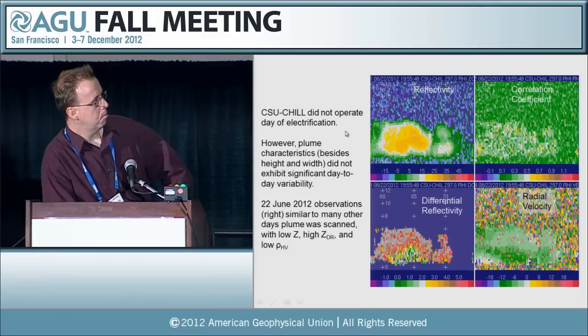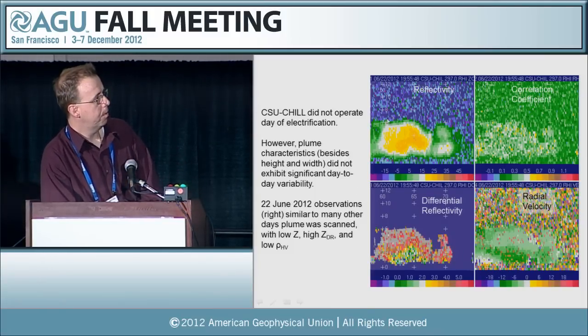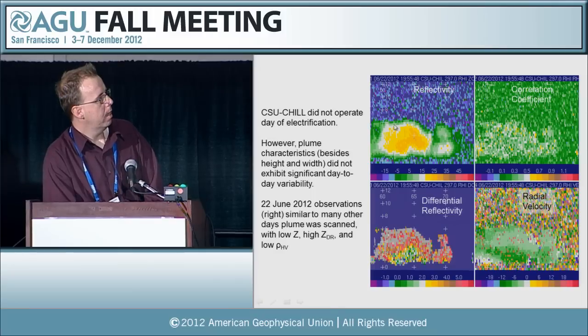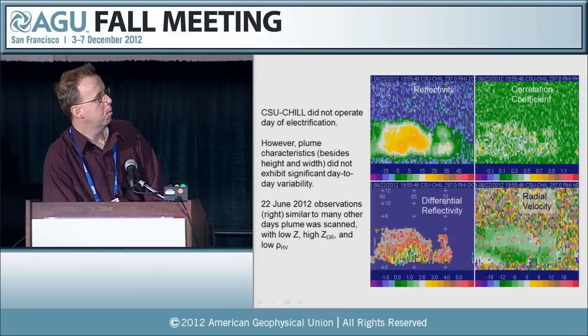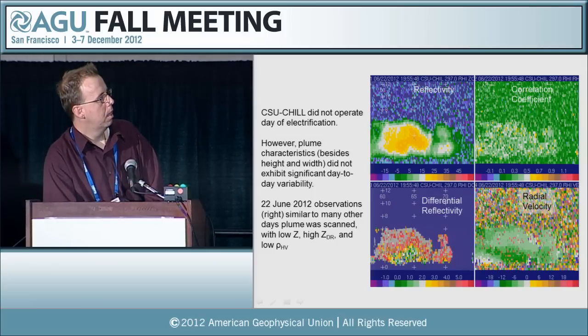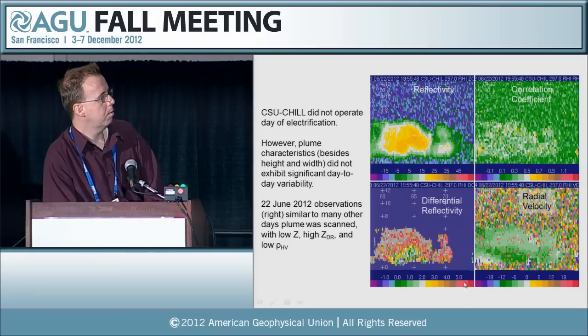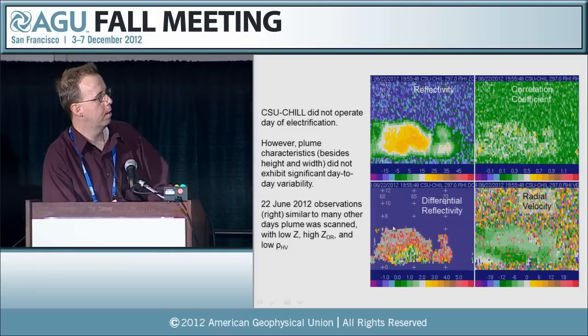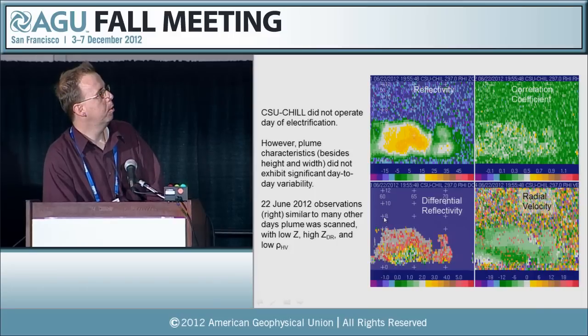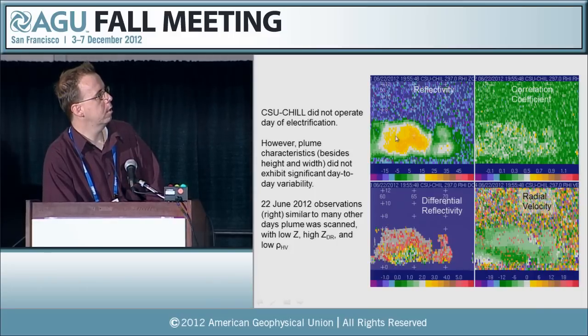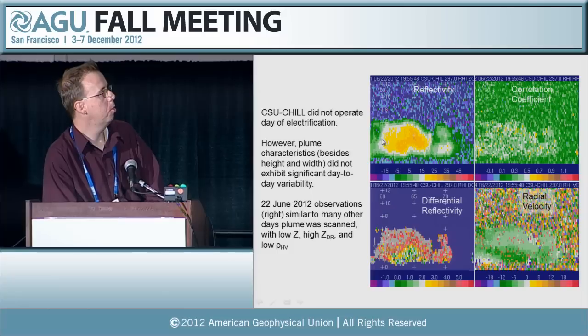When we scanned the plume on other days when it didn't electrify, of course it was shorter then. And so I show the same thing here: modest reflectivities, fairly weak correlation coefficient, very strong differential reflectivity. I'm kind of off the scale here, which terminates around 6 dB. So very, very large oblate looking particles, and these are kind of classic smoke plume signatures from polarimetric radar.